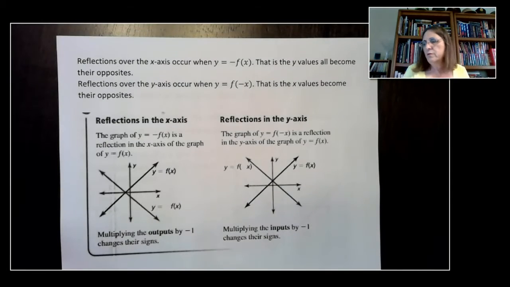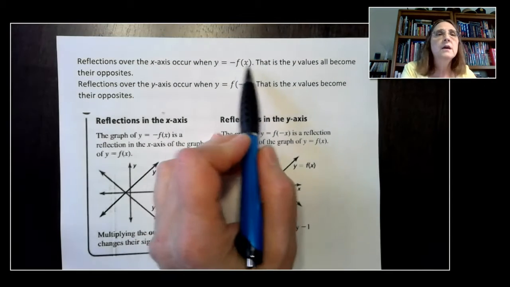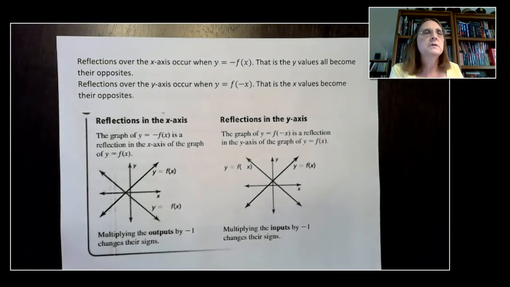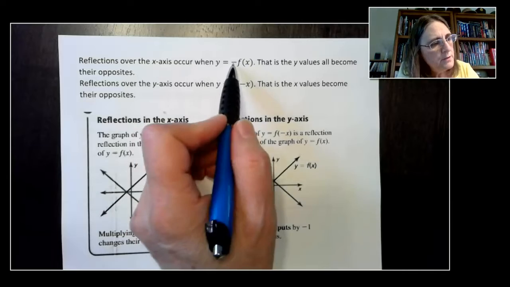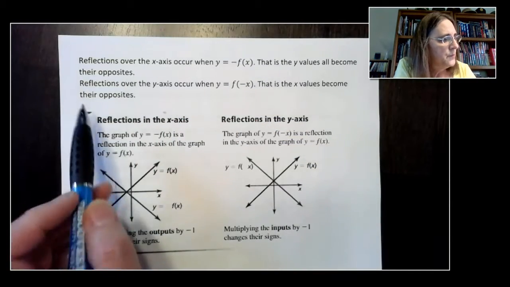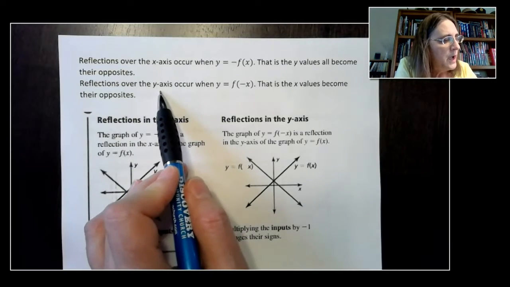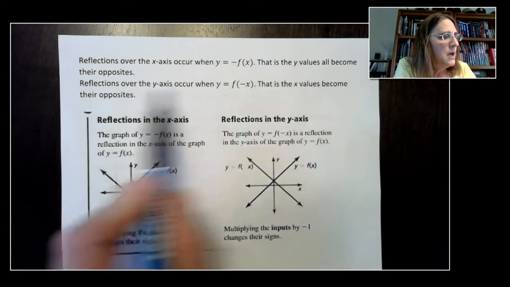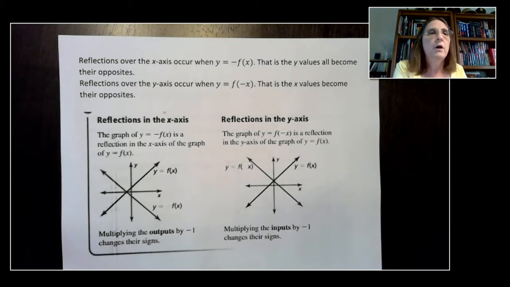Reflections. Reflections over the x-axis occur when y is equal to negative f of x. That is, the y values all become their opposite. We take our f of x and we put a negative in front of that whole function. Reflections over the y-axis occur when y equals f of negative x. That is, the x values only become their opposites. Here's a picture of that.